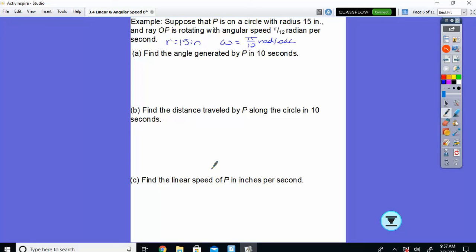So A, find the angle. So I am looking for theta generated by P in 10 seconds. So T is 10 seconds. All right. If you don't know what to do, think about all the formulas we have. I think it can be useful just to have a list of them.